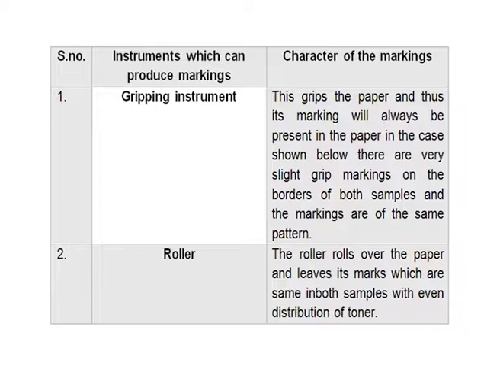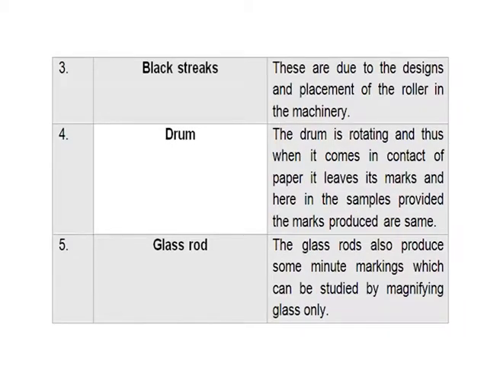There are very slight grip markings on the borders of both the samples, and the markings are of the same pattern. The roller rolls over the paper and leaves its marks, which are the same in both the samples, with even distribution of toner. Next, black streaks. These are due to the design and placement of the roller in the machinery.